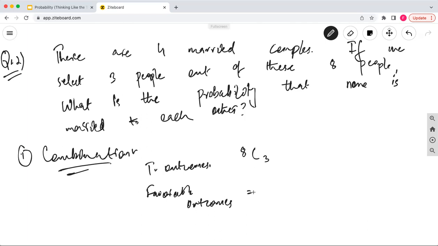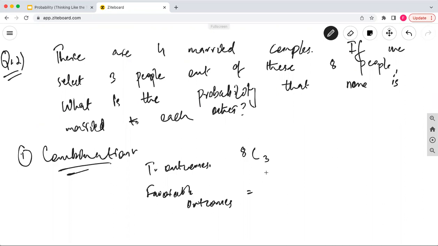Now let's think that you need to select 3 out of 8 such that none of them is married. How can we do that? Let's try to do this way: we have 4 married couples and we need to select 3 people out of those such that none is married. So if I select 3 married couples out of 4, so that I can select 1 from each of them, then I will be very sure that none of them is married.